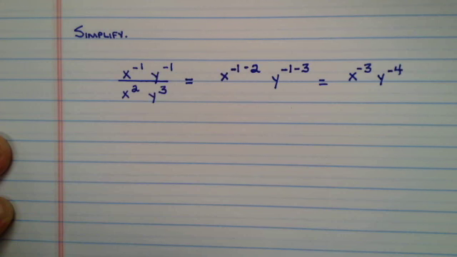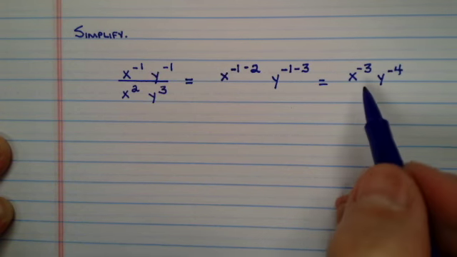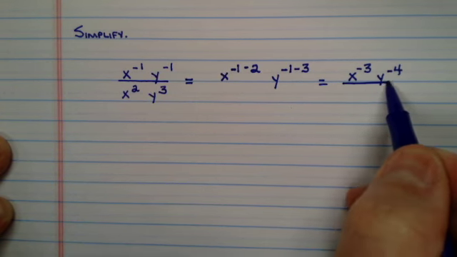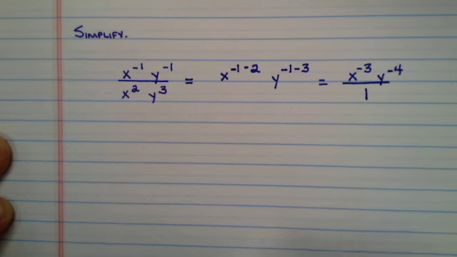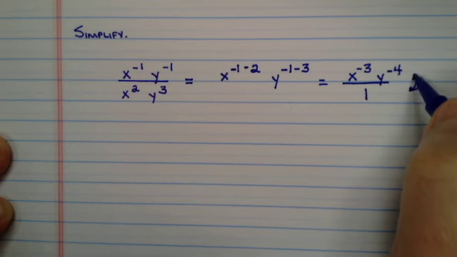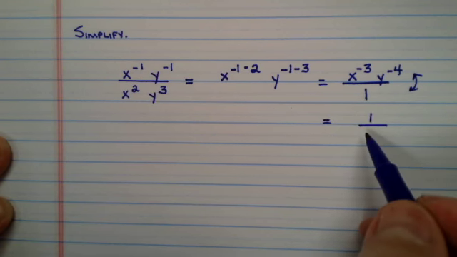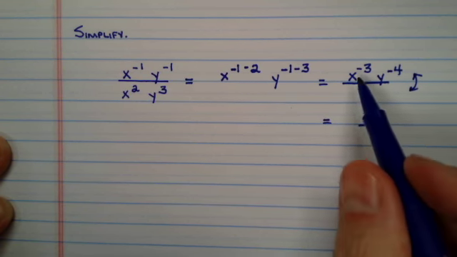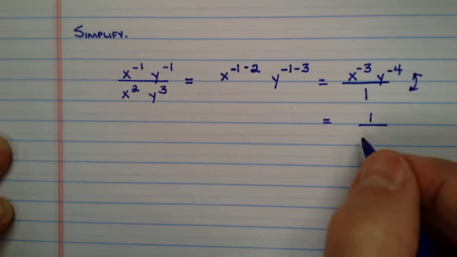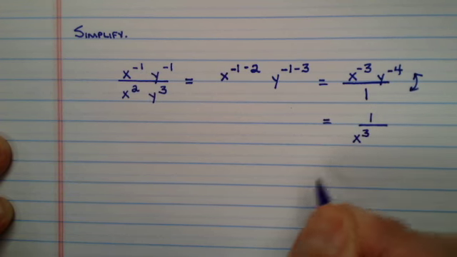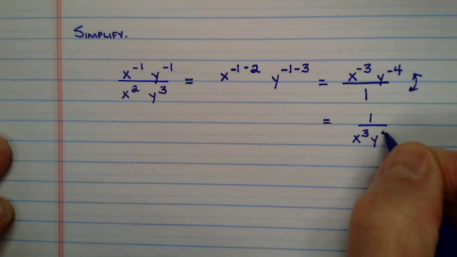Again, they want you to write this with positive exponents. My first step is to write this entire thing as a fraction. I'm going to flip this fraction, put the 1 in the top, and the act of moving these variables into the bottom is going to change the sign of each one of those. I'm going to have x to the +3, y to the +4.